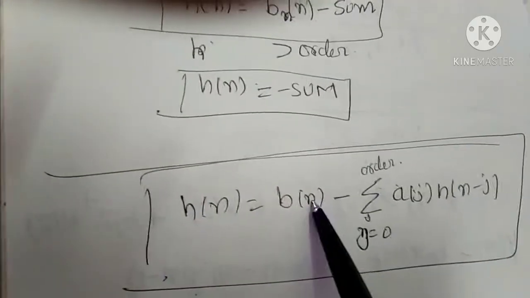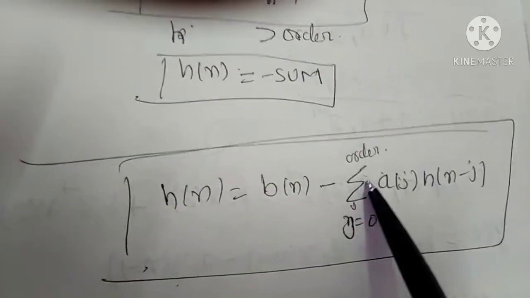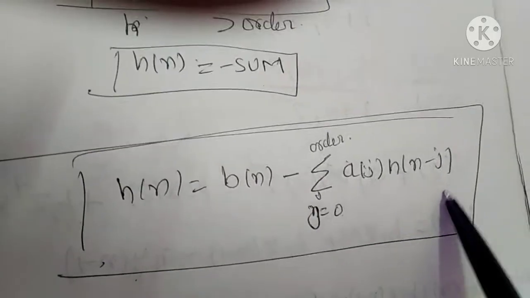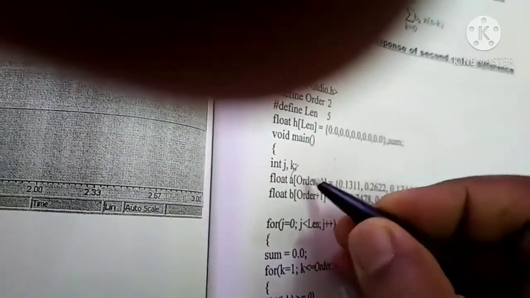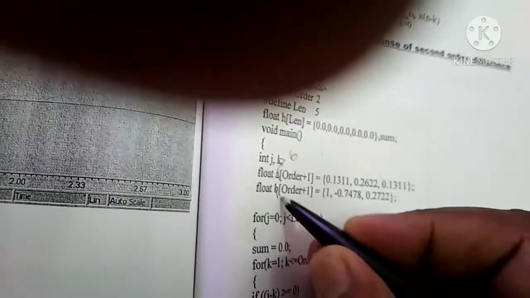That is, h of n is equal to b of n minus summation j is equal to 0 to order of a of j into h of n minus j. Okay, so I will go for the expression. So here this is the expression. They have given a and b values. So in this question by mistake they have given a and b swapped. So in the place of a you take b, in the place of b you take a.